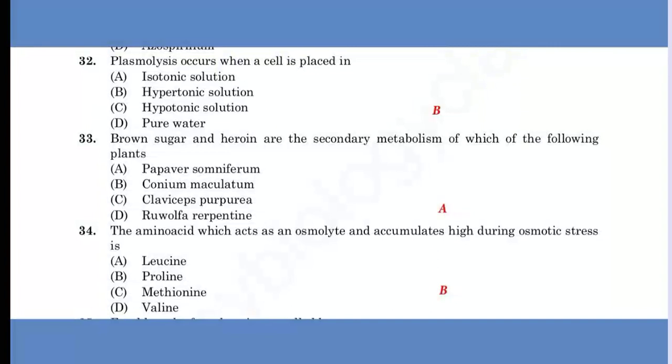An isotonic solution is a solution having exactly equal salt concentration to that of the cells. In a hypotonic solution, water is taken inside the cell cytoplasm and the cell gets swollen, known as deplasmolysis. So here the question is asked, plasmolysis occurs when a cell is placed in a hypertonic solution, that is option B.